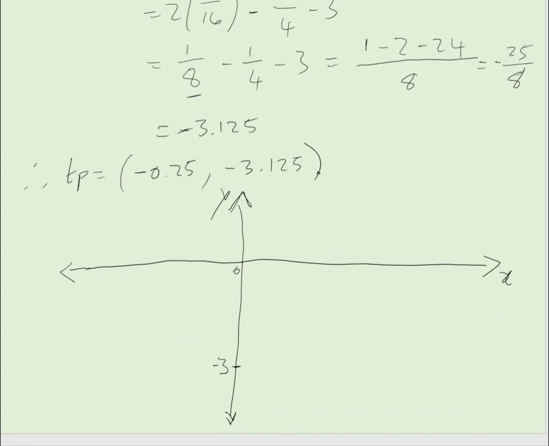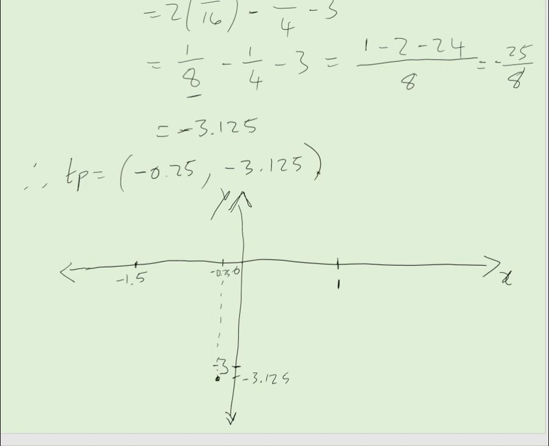So let's make it a bit bigger. So we'll put the 1 here. And then negative 1.5 will be about there. And our turning point is when x is negative a quarter, so just about somewhere here. Let's put it there maybe. So that's negative 0.25. And the y value is negative 3.125, so it's just underneath here, it's about here. This is where the function turns.